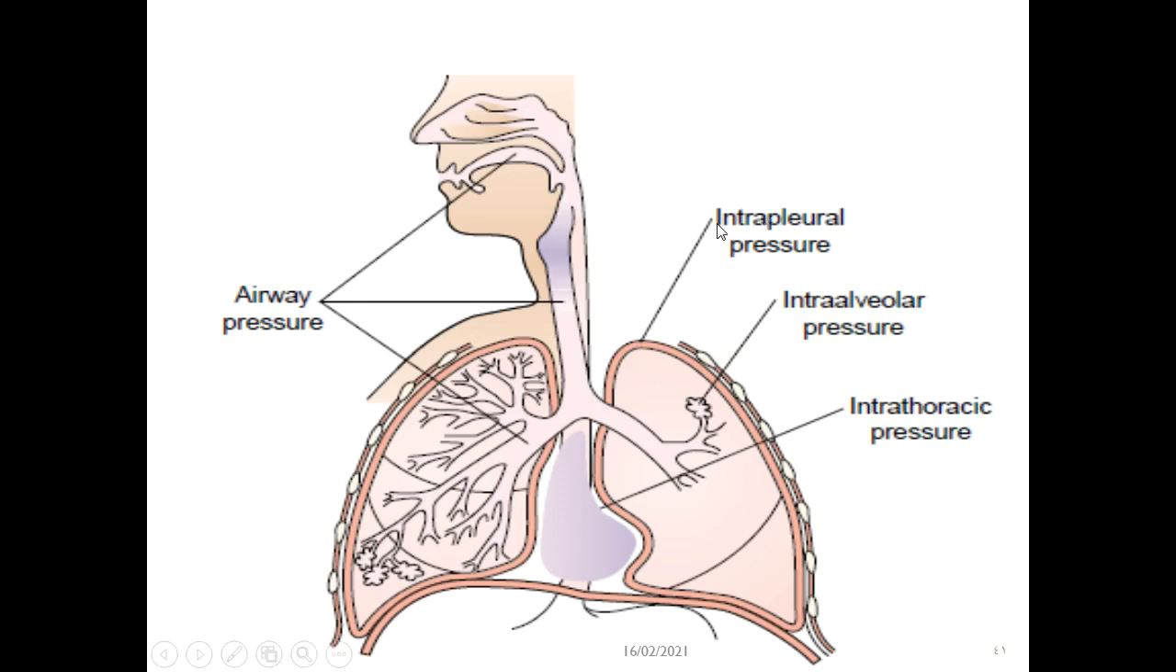Here we are. This is the intrapleural pressure, the intra-alveolar pressure or intrapulmonary pressure, and the intrathoracic pressure. And this is the airway pressure, which is equal to the atmospheric pressure.